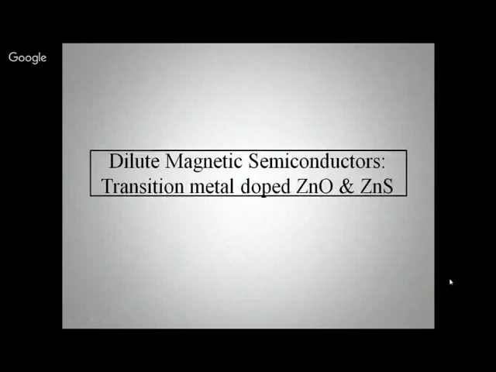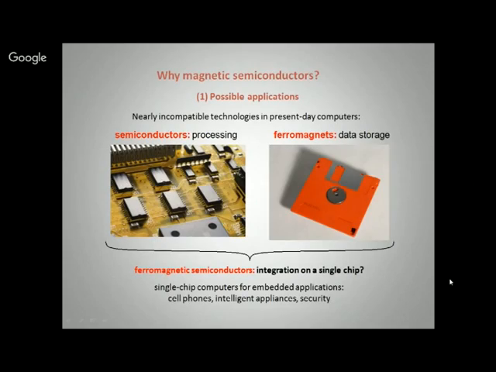Basically, the second topic is dilute magnetic semiconductors. We have used two types of materials, zinc oxide and zinc sulfide. Why do we use these two materials? Because they are less toxic in comparison to other materials, as well as easily available. And if you want to prepare them, the chemicals are not so costly. So you can easily prepare them by using simple methods to grow these materials.